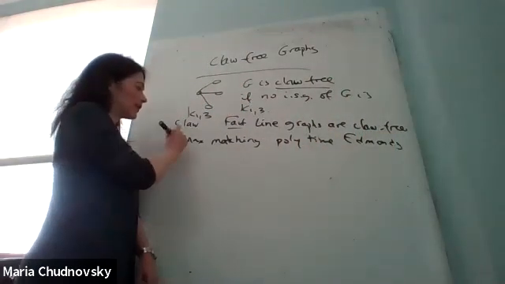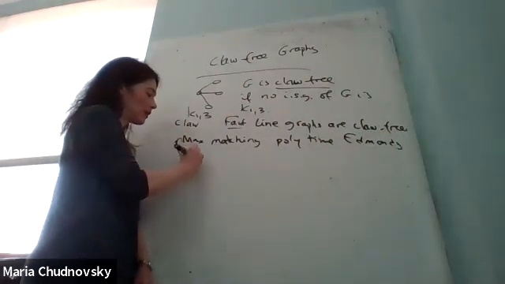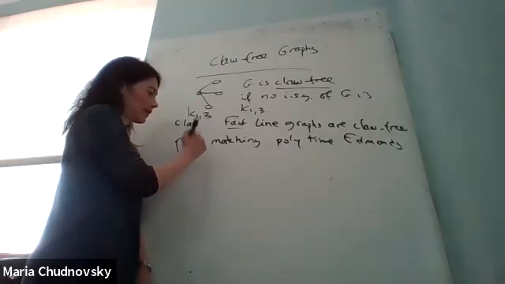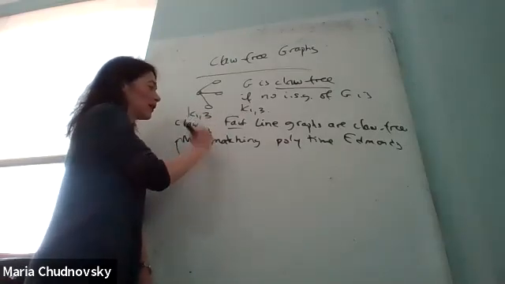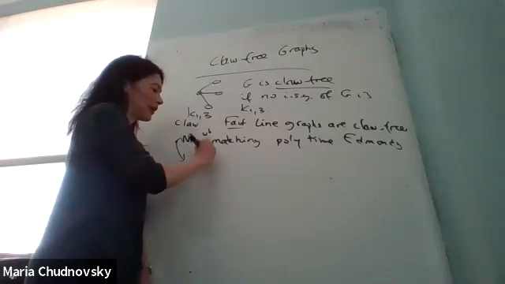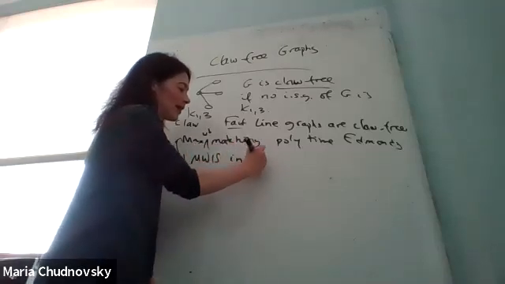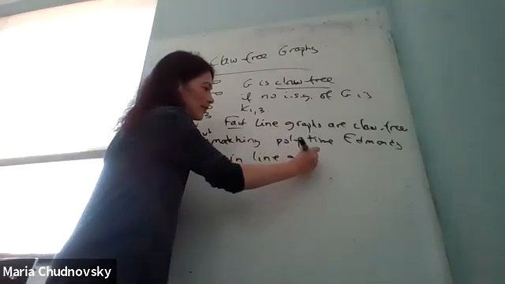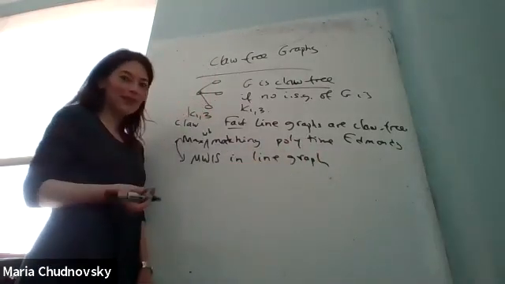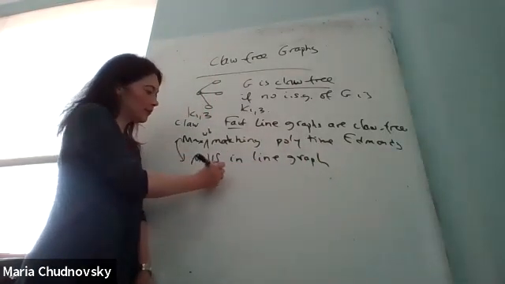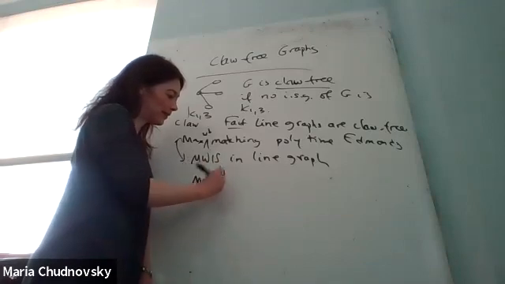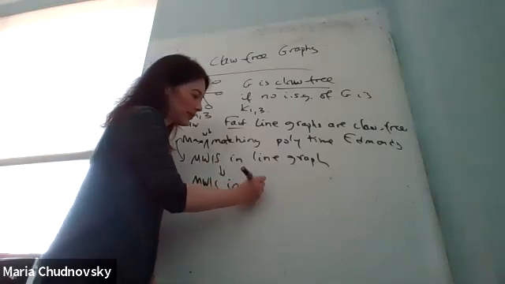And then you can say it in a different language. Let's say it's max weight, which is fun. And in a different language, you can say max weight independent set in a line graph. So that's the same problem. And then you can move on to max weight independent set in claw-free graphs.